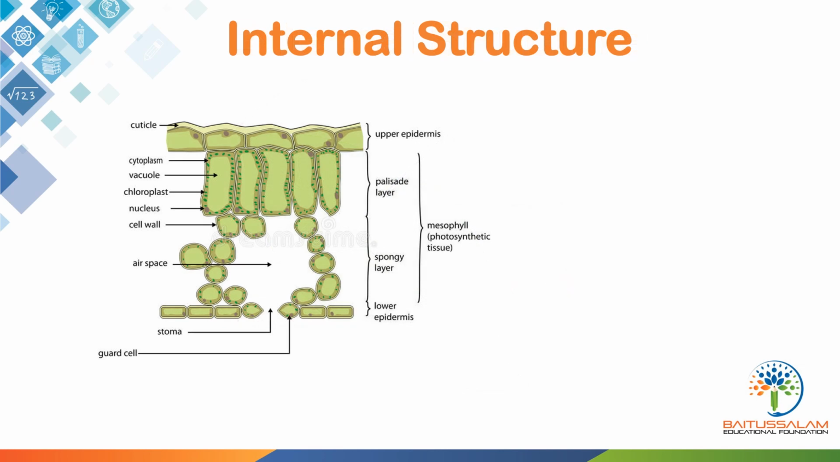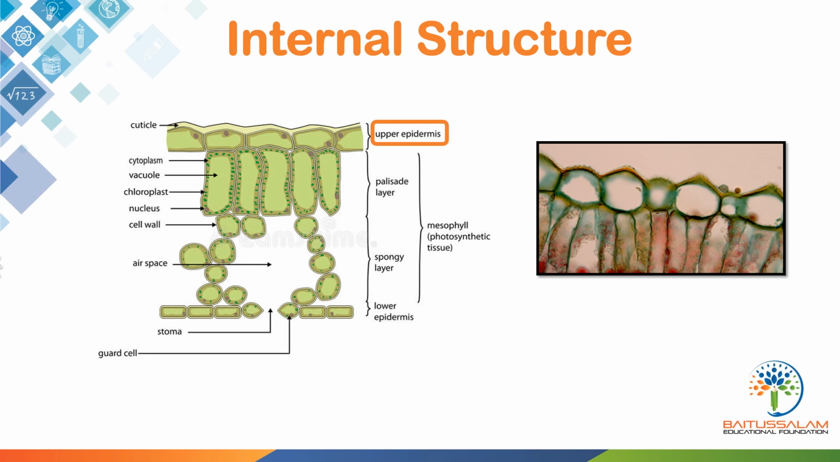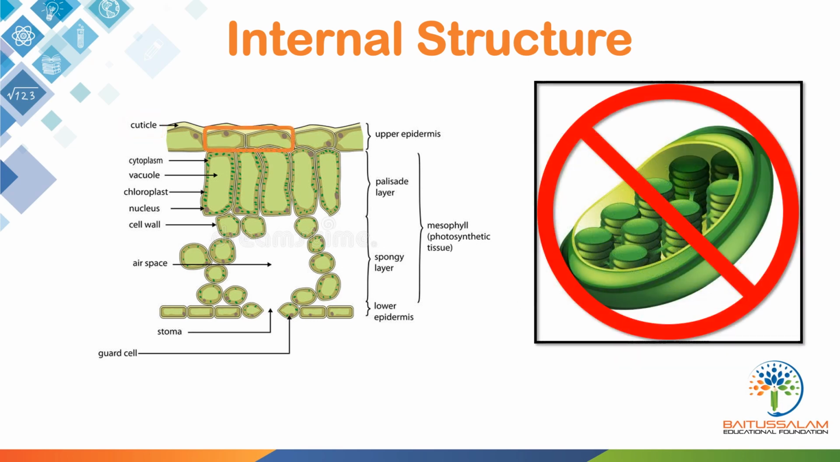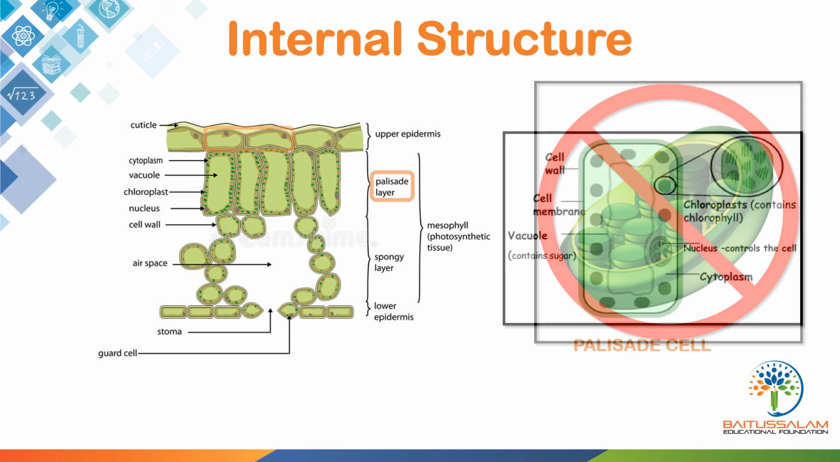This figure shows the internal structure of a leaf. The upper epidermis is a single layer of irregular, closely packed cells covered by a layer of waxy cuticle. The cuticle protects the epidermis and prevents excessive water loss through evaporation. It is transparent to allow sunlight to pass through. Epidermal cells contain no chloroplasts.